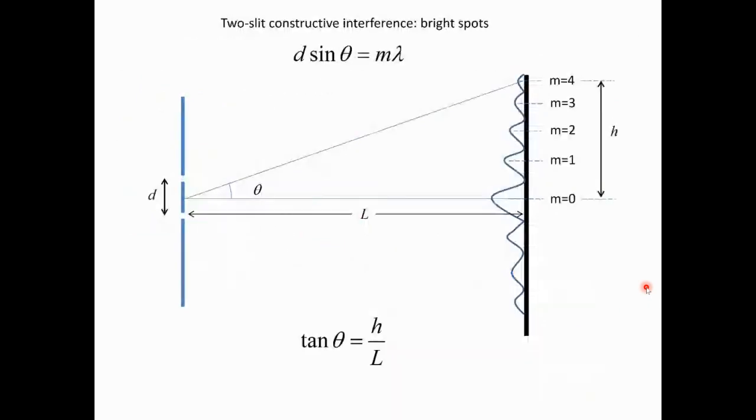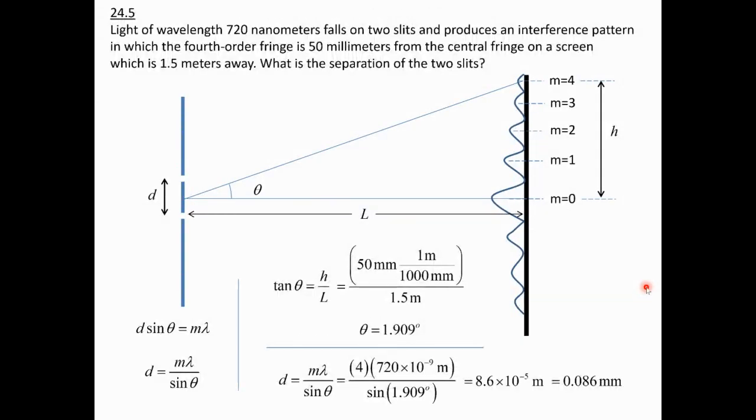Dr. Brito, how did you know it was constructive interference? Did it tell us that in the problem? Well, it says the fourth order fringe. So fringe means bright spot. So there's constructive interference to create a bright spot. Okay, thank you. Bright spot here, bright spot there, bright spot there. Yeah, fringe is a funny name.